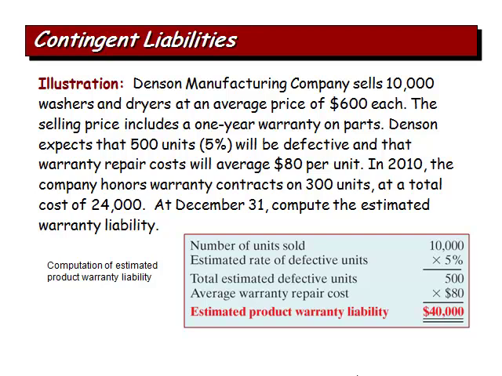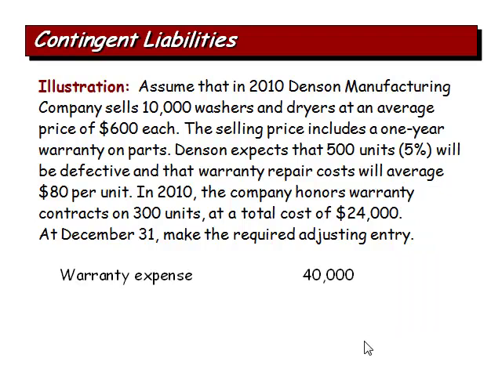compute the estimated warranty liability. So we take the number of units sold, 10,000, multiply it by a 5% defect rate, and come up with 500 units. And then we're estimating $80 a pop to repair these things. So we come up with a total estimated product warranty liability of $40,000. And we need to record that liability, which we do by this entry: debit warranty expense and credit estimated warranty liability.